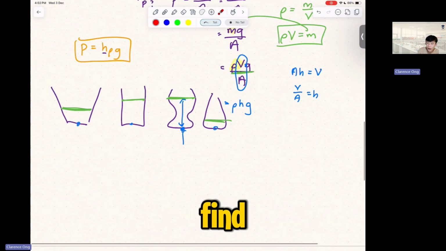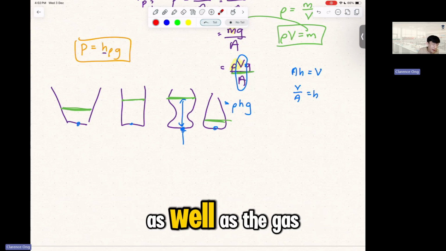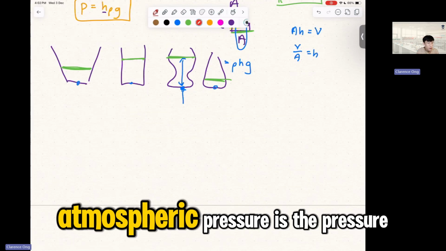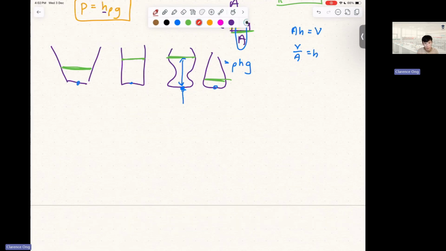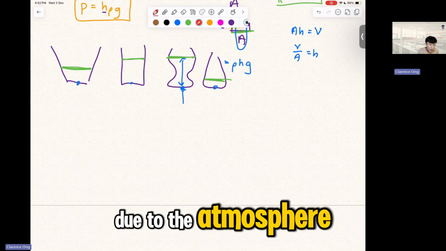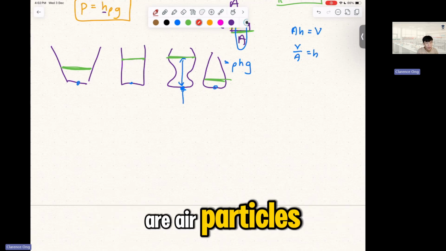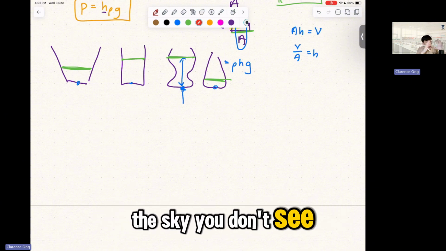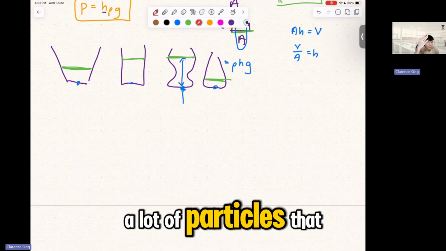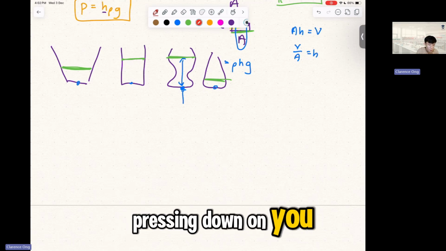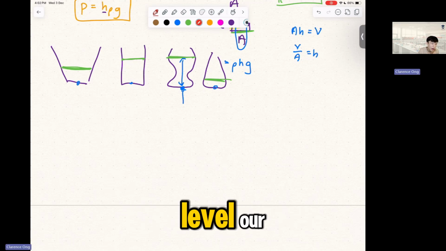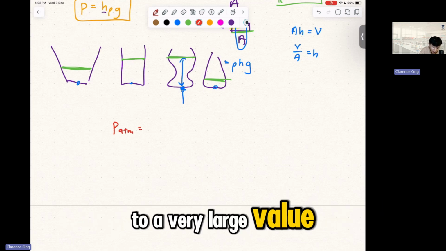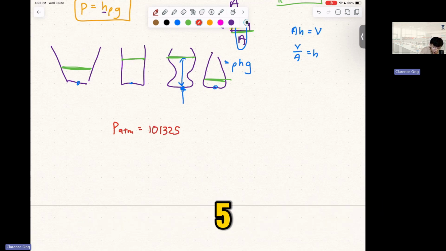Because I'm going to teach you how to find the atmospheric pressure as well as the gas pressure using these concepts over here. What is atmospheric pressure? Atmospheric pressure is the pressure due to the atmosphere. And why is that pressure due to the atmosphere? Because in the atmosphere, there are air particles. These air particles will exert a force on you. If you look up into the sky, you don't see anything. But actually, there are a lot of particles that are above you that are pressing down on you. That's why at the sea level, our atmospheric pressure is actually equal to a very large value, 101325 pascals.